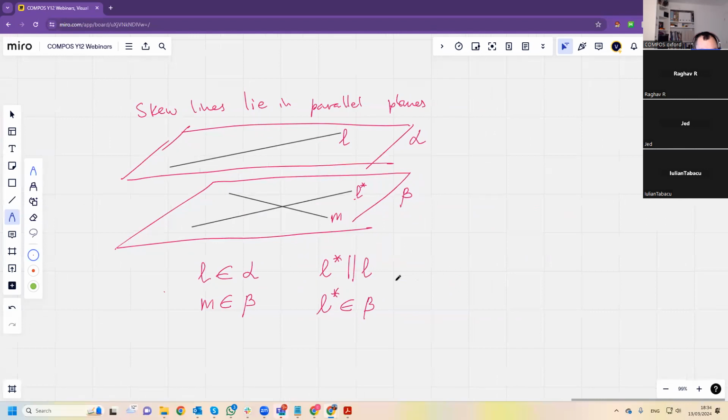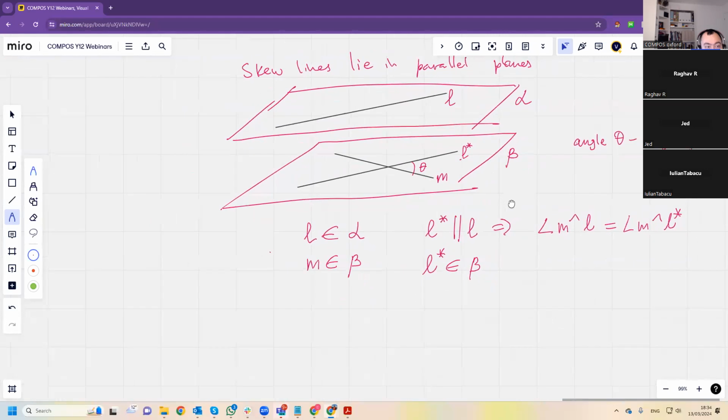Because L star is parallel to L, the angle between M and L is equal to the angle between M and L star. So all you need is to find the angle between M and L star, and that's the angle that you're looking for. Angle theta. Theta is the angle you need.